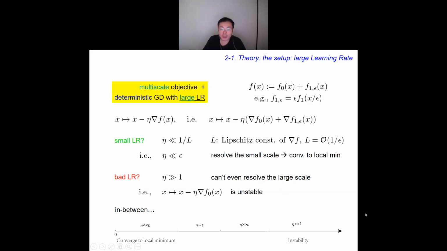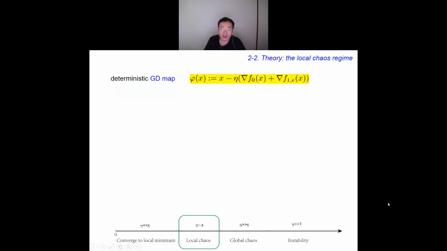However, in between these two ends of the spectrum, you have a lot of space. In fact, as you keep on increasing eta, you will first enter a regime. By the way, this space in between is what I call the large learning rate regime. But in fact, it can be subdivided. As eta keeps on increasing, you first will enter something that I call a local chaotic regime. And then as eta further increases, the chaos will become global. What do I mean by these?